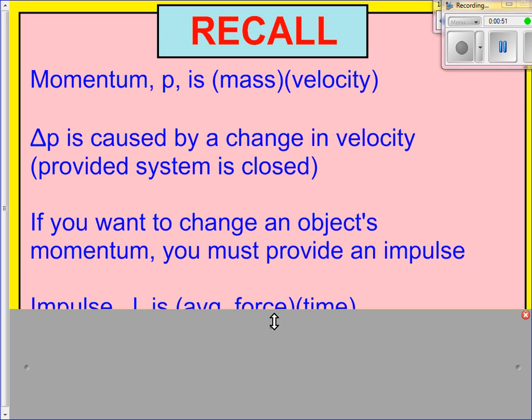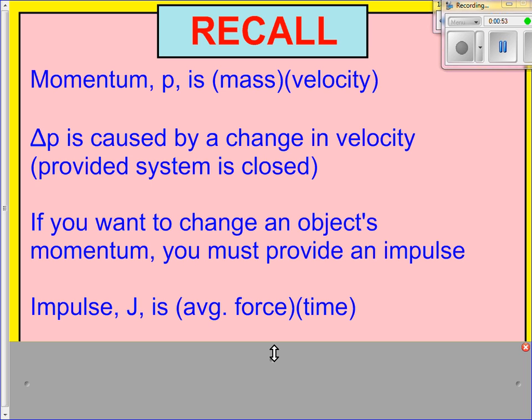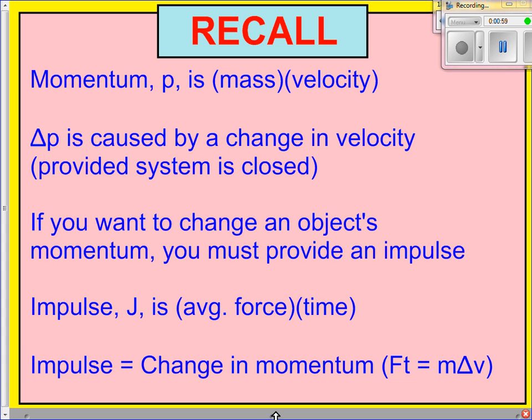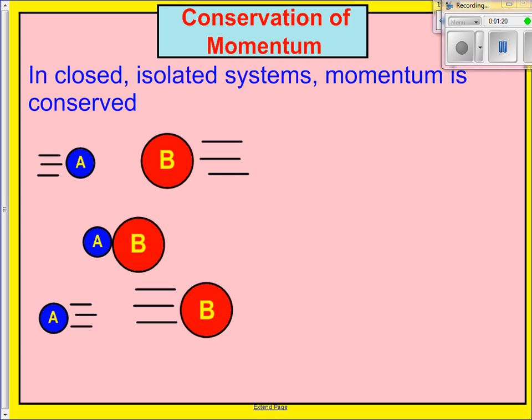If you want to change an object's momentum, we learned that you have to provide an impulse. An impulse was also defined, with the letter J, as the average force times the time that average force acts on. When you put those two concepts together, we learned about the impulse momentum theorem, which stated that the impulse, which is found by taking force times time, is equal to the change in momentum, which is found by taking mass times your delta v, or change in velocity. With these concepts in mind, let's go ahead and move on to this video, which is all about collisions.